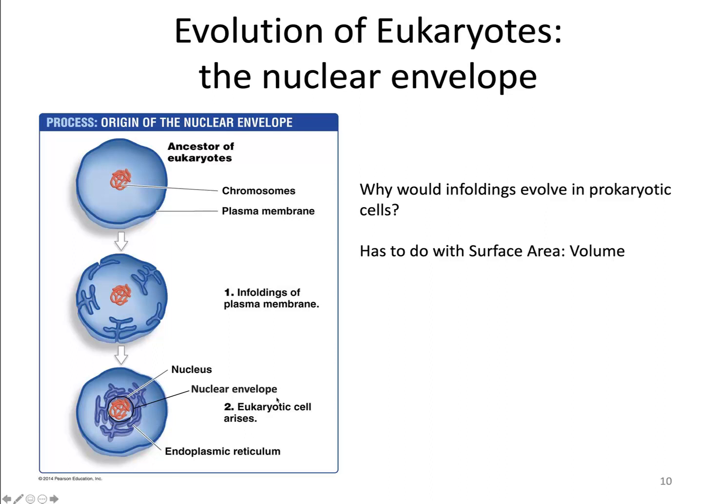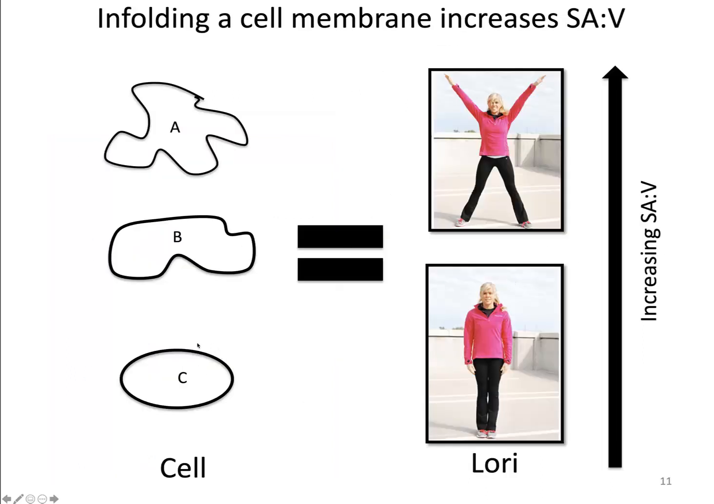Well, one hypothesis is that this has to do with increasing surface area to volume ratios. So if you think of a cell over here, C, and that cell gets more and more infoldings as you go from C to B to A. That's kind of like this example that we used with Lori, where when she's standing like this, she's covering up this area of her surface area, but when she's standing like this, she has her armpits and her inner thighs exposed, and so she's artificially increasing her surface area while her volume is staying the same. She's increasing her surface area, and so are the cells in this.